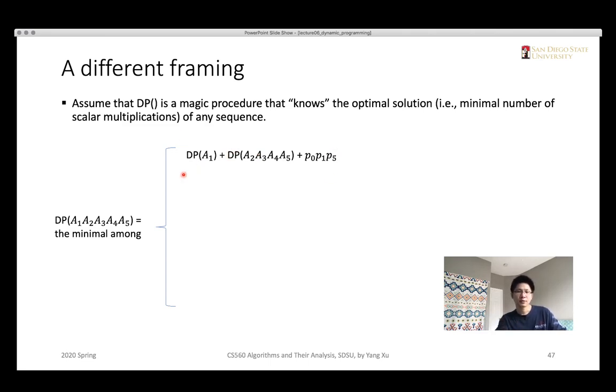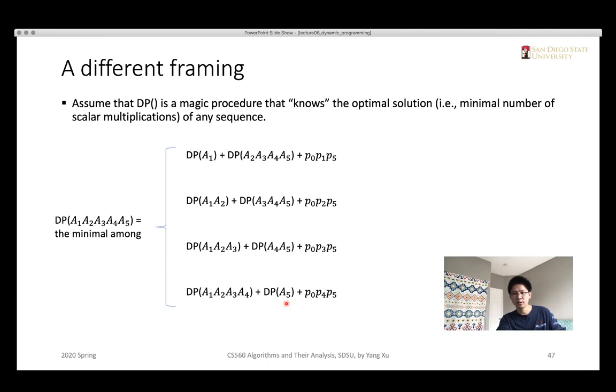And there's also a second way, which is to chain A1 to A2 together and to chain A3 to A5 together. The additional cost is a bit different because now the resulting matrices have dimensions P0 by P2 and P2 by P5. And that is the cost of multiplying the two resulting matrices together. The third way is to chain A1 to A3 and A4 to A5. And the last way is to chain A1 to A4 and A5 as a single matrix alone. And the additional costs there are different.